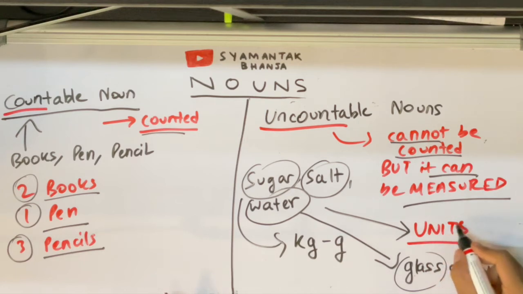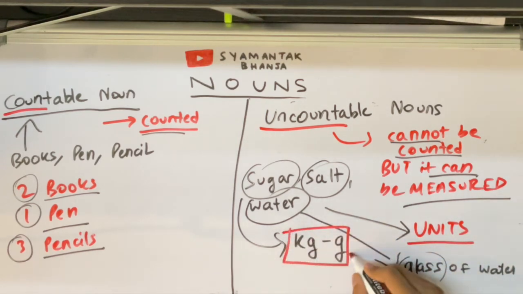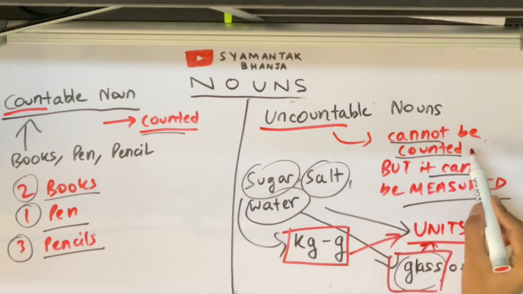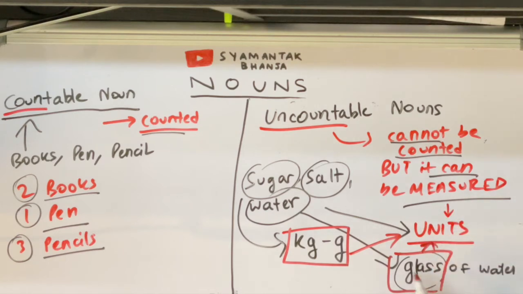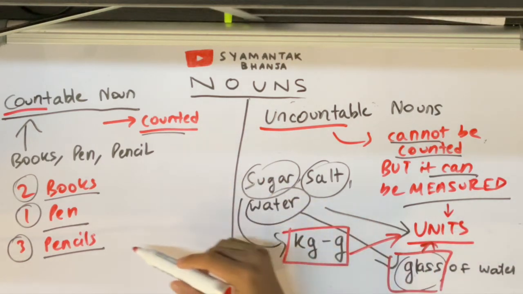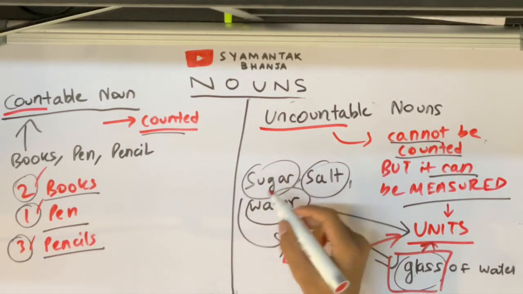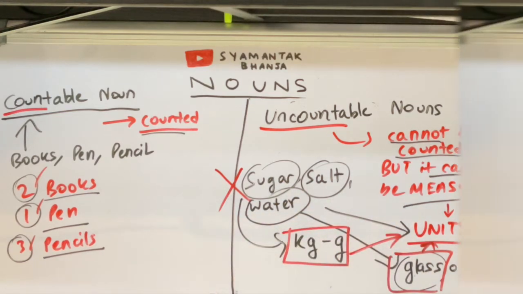So if you see kg and gram, this is a unit. Glass, it's a unit. That is what this is basically. Uncountable nouns cannot be counted, but they can be measured by using units. Whereas countable nouns can be counted and you use numbers. So as we know, these are absolute opposites of each other. Now moving on to the next type of noun.